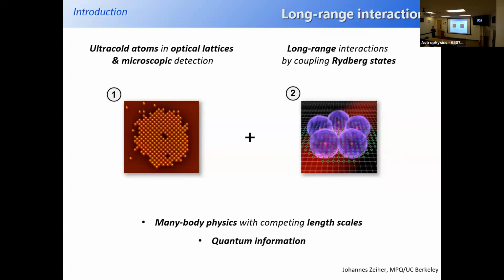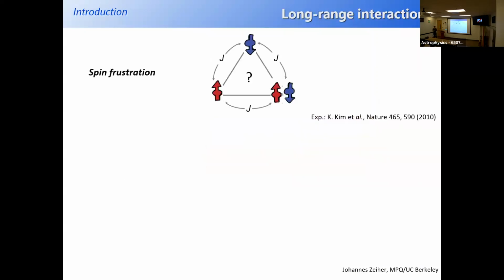So what do I actually mean by competing length scales? One very nice example that I think captures this quite well is spin frustration. So first, forget about long-range interactions. Just think about this triangle with 3 spins with antiferromagnetic interactions on the corners. As all of you know, this is a frustrated system. If you take 2 of the spins, you have antiferromagnetic interactions. The third spin doesn't know where to point. You have degeneracy in the ground state.